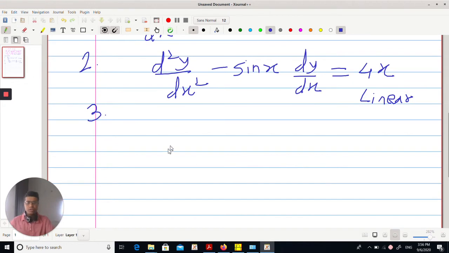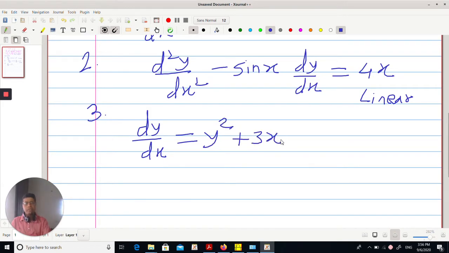Now examples of non-linear equations. Say dy by dx equal to y square plus 3x. This is non-linear. It is because of the term y square. Here the dependent variable y has degree 2. So this equation is non-linear.